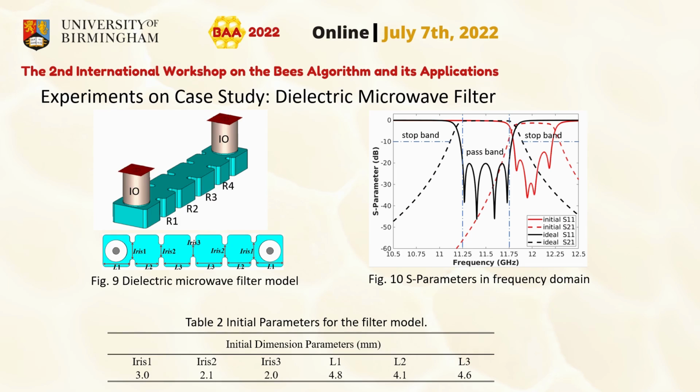A dielectric microwave filter is tested as a case study. The 3D model is presented in Figure 9. It has 6 parameters. In Figure 10, the red curve is the S parameter for the initial dimensions obtained from the design procedure. It's far from the ideal, shown as the black curve in Figure 10. It's not practical for manufacturing and requires optimization.